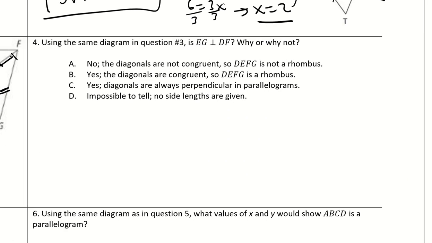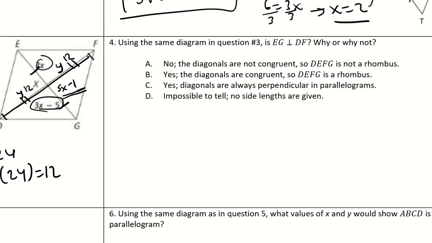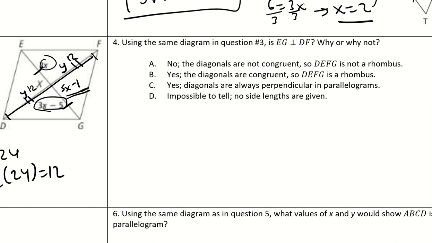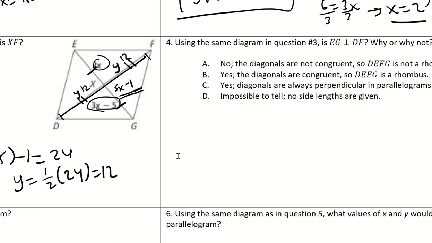Number 4, using the same diagram as in question number 3, is EG perpendicular to DF? Why or why not? So, okay, in this case, we're just trying to see if the diagonals are perpendicular.